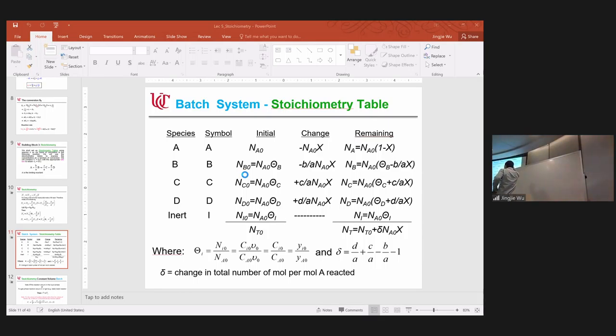So you need to derive the table by yourself. Here it only shows you the moles, right? You need to derive the concentration. I think the last time I derived it, okay? So here, sigma. Some students have problems with the sigma. What's the sigma? Theta I, nothing else.